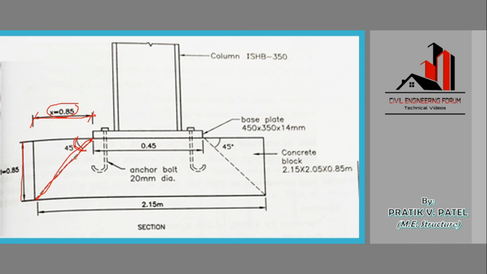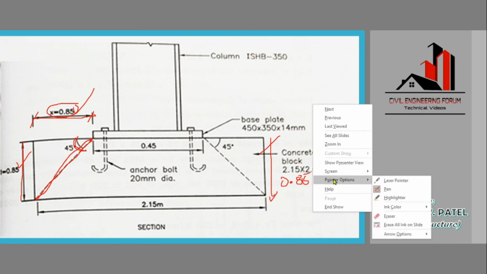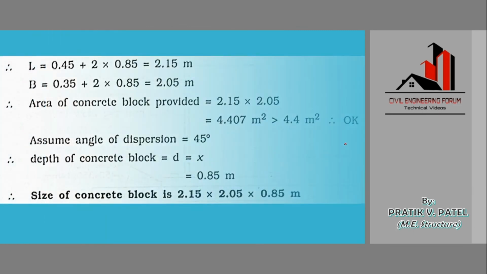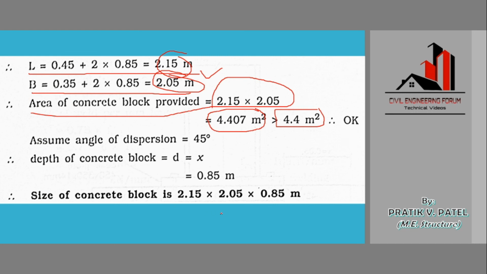Tan theta is equal to opposite side upon adjacent side. In this way we can calculate the opposite side, which will also be 0.85 because tan 45 is 1. So the depth of the slab is also 0.85. So in short, we have decided the dimensions of the concrete block as 2.15 by 2.05 by 0.85 meter. Here it is mentioned. So in this way we found each and every detail for designing the slab base foundation.